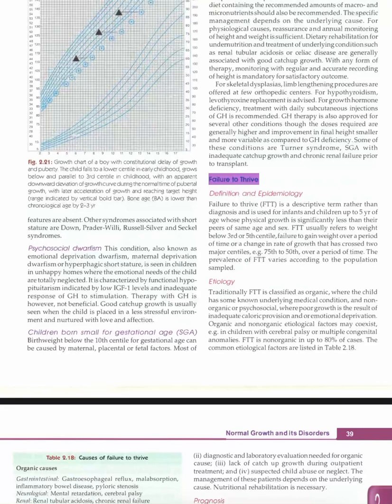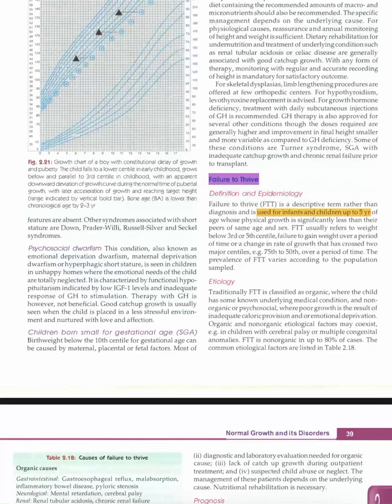FTT is a descriptive term rather than a diagnosis and is used for infants and children up to 5 years of age whose physical growth is significantly less than their peers of the same age and sex. FTT usually refers to weight below the 3rd or 5th centile, failure to gain weight over a period of time, or a change in rate of growth that has crossed two major centiles, 75th and 50th, over a period of time.